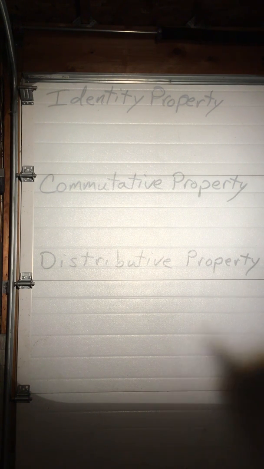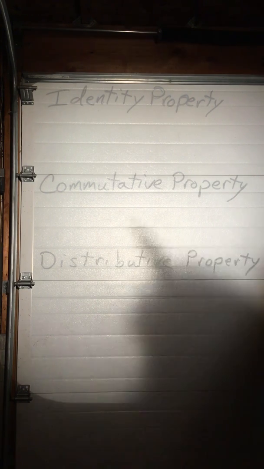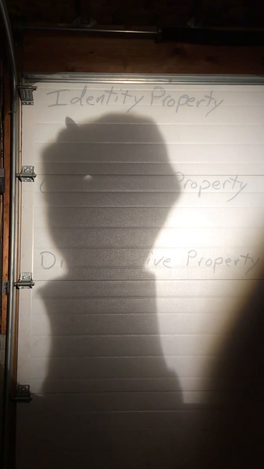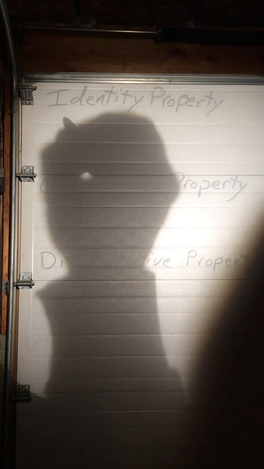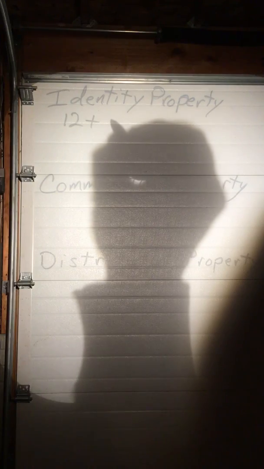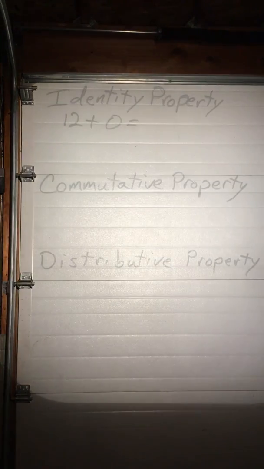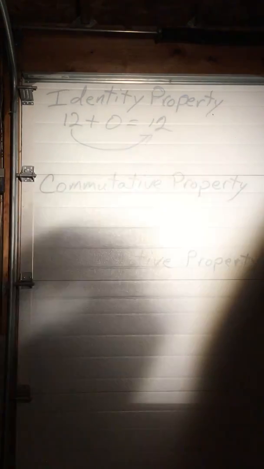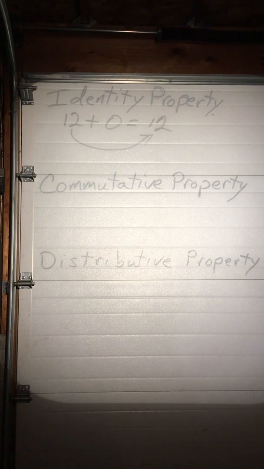So, we're going to talk about the identity property really quick. Identity property is very basic with addition. It's anytime you add a number, say 12, plus 0. And we know what that answer is. It's just 12. The identity property of addition is just talking about adding 0.